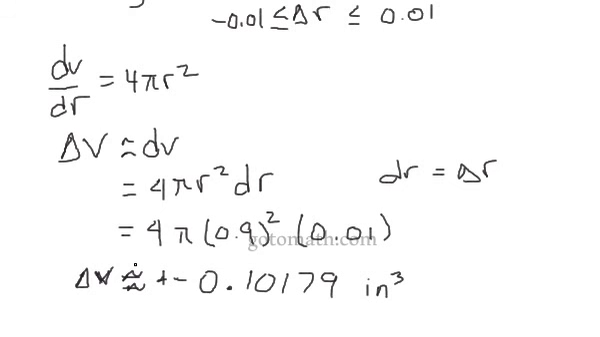So the propagated error of this volume, this is considered to be the propagated error. You can round it to decimal places if you want. It is going to be 0.10, and this is in cubic inches. That would be considered your propagated error.